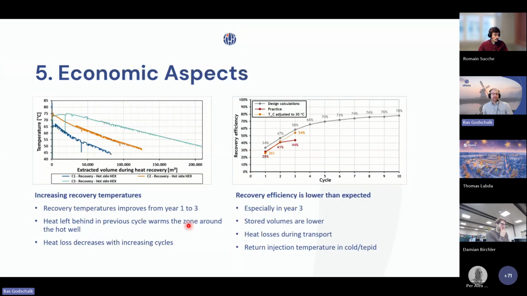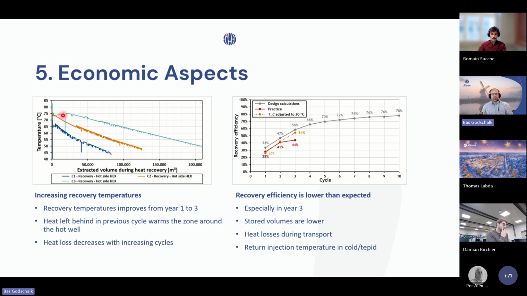Now the last slide is more about economical aspects. Two pictures I want to show you. In the first picture, the blue line represents the first cycle, orange the second, and the other one is the third cycle. What you see here are the abstraction temperatures from the hot well. After the first load, we started to abstract at temperatures around 65 degrees, and then you see that the temperature decreases quite rapidly. That's logical because we have a relatively small hot bubble, so it empties quite quickly.